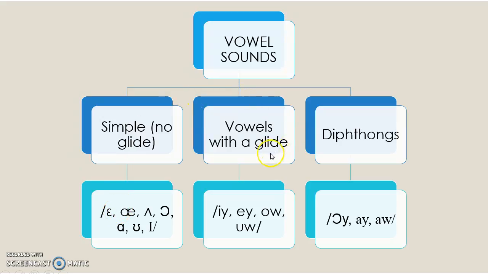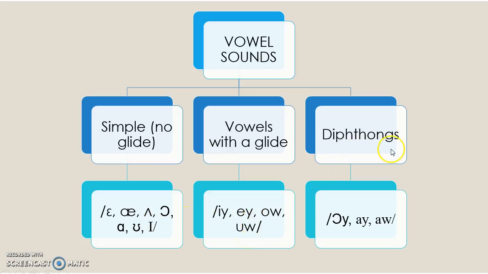The other classification is the vowels with a glide. And these vowels are going to be accompanied, as we see in the transcription that the book uses, by another sound, a glide sound. So we're going to have E, A, O, U. This glide is going to make the sound longer than their counterpart.